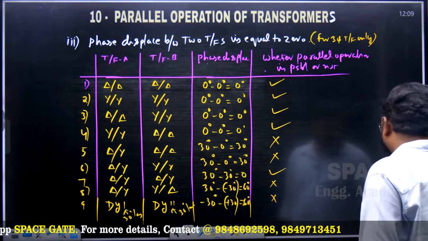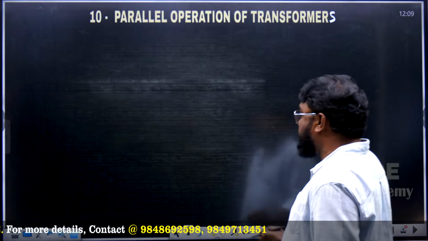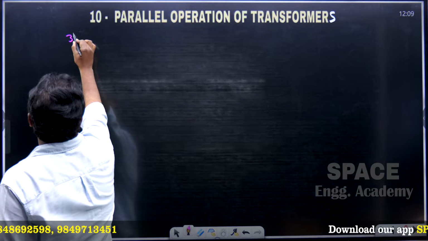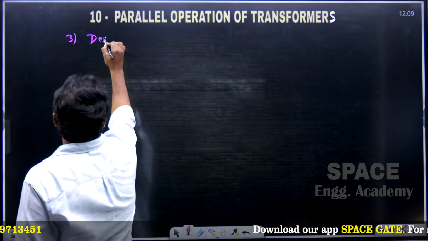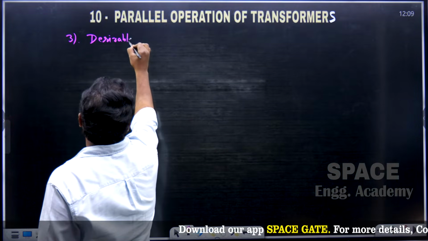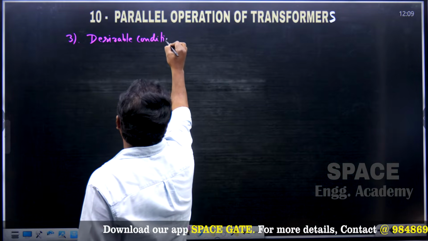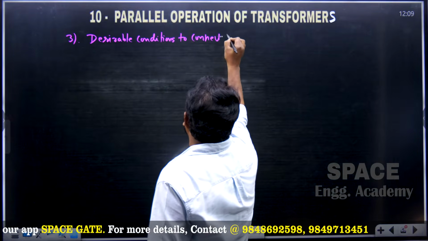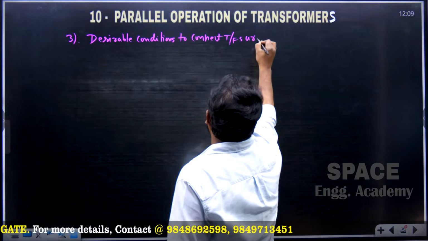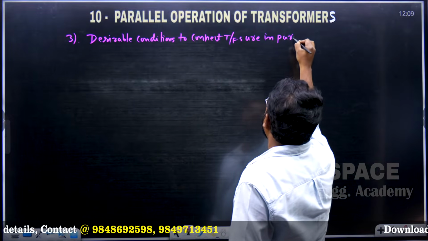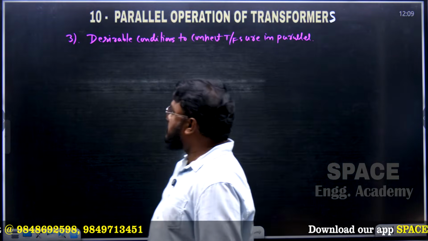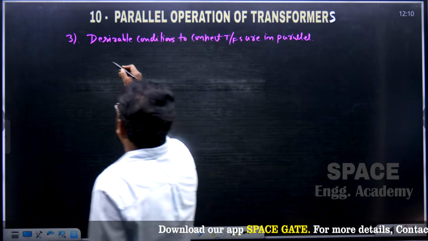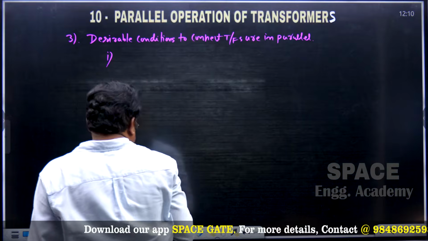And next, the third observation: the desirable conditions to connect transformers in parallel. So what are the desirable conditions to connect the transformers in parallel? Third observation. And the first one of the desirable conditions is the voltage rating.